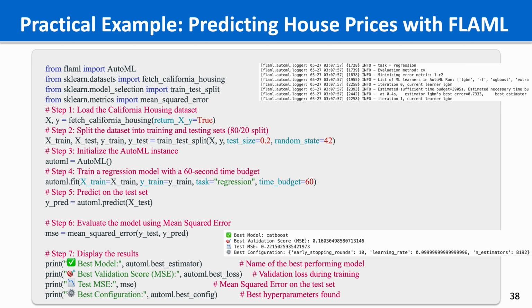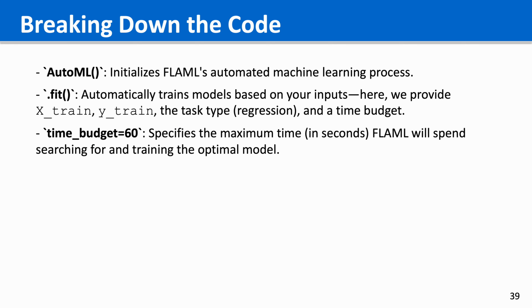This code is straightforward but powerful. First, we initialize the auto object, which prepares FLAML to start searching for the best model. The fit method does all the work: data preprocessing, model selection, hyperparameter tuning, and evaluation. Notice the time budget of 60. This is where the magic happens. Even with such a tight time constraint, FLAML delivers a trained model with solid performance, making it a great choice for quick turnarounds or when experimenting with small datasets.